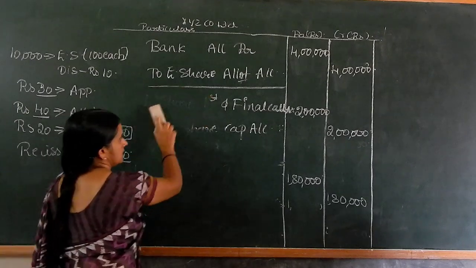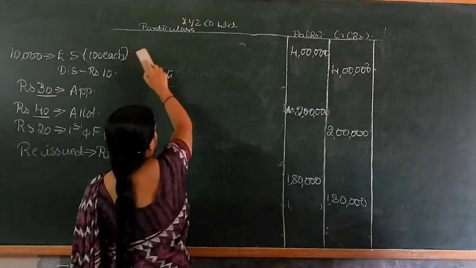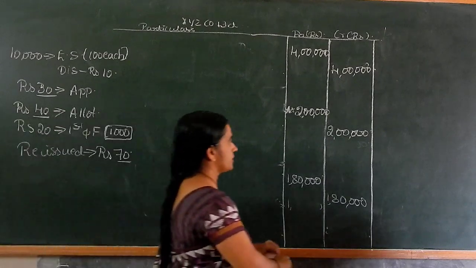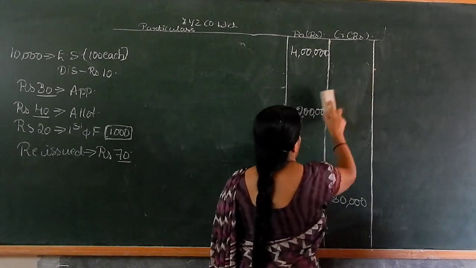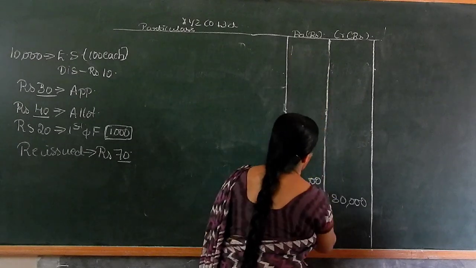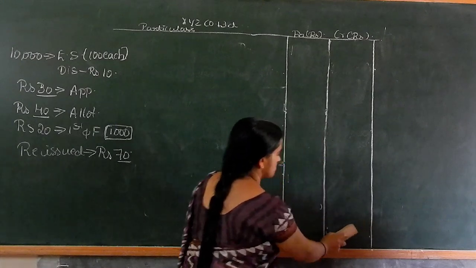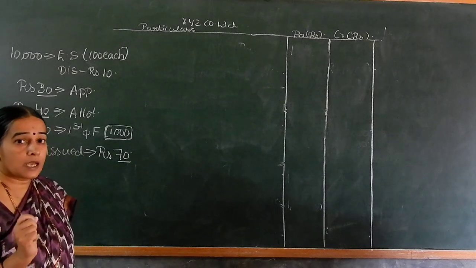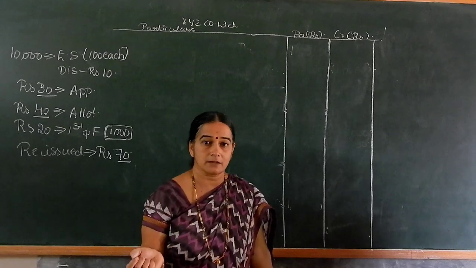Next step is the directors, they have decided to forfeit these shares. These shares means the 1,000 shares on which the first and final call is not received. So directors, they want to maintain the same share capital. So what they decided? They decided to forfeit the shares and to reissue the same shares. Now, while forfeiting the shares, one entry has to be passed. Forfeiture means cancelling the shares.